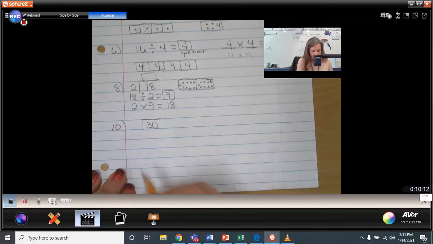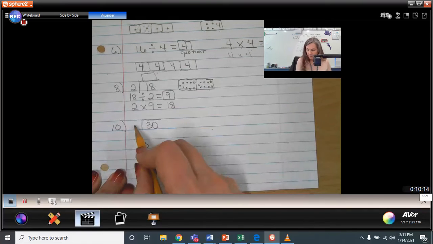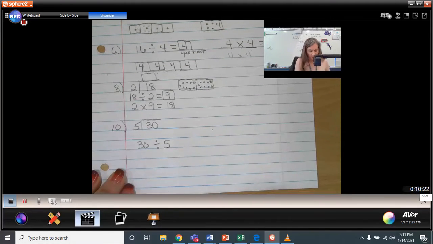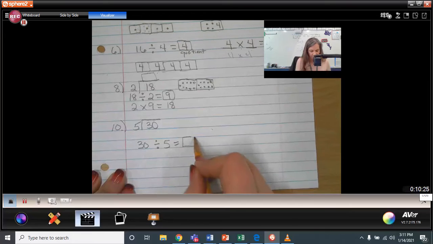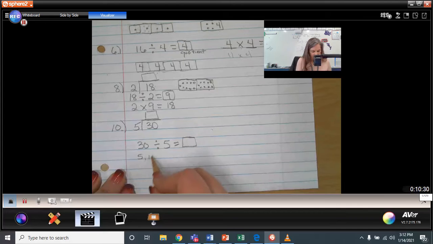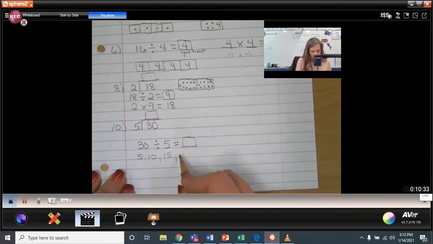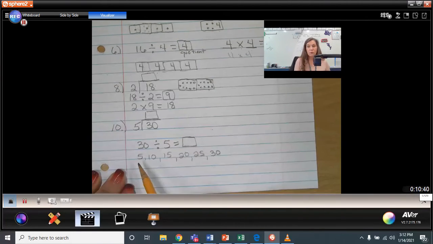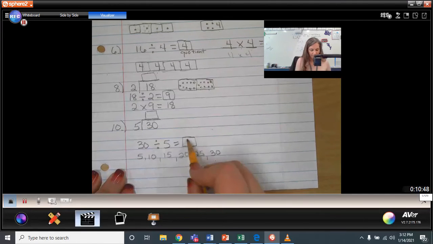So if I have 30 and I break that up into groups of 5, I could use repeated subtraction to help me find how many groups of 5 I would have. I could say 5, 10, 15, 20, 25, and 30. Now, how many groups of 5 was I able to use to get up to 30 when I skip counted? So it'd be 1, 2, 3, 4, 5, 6.